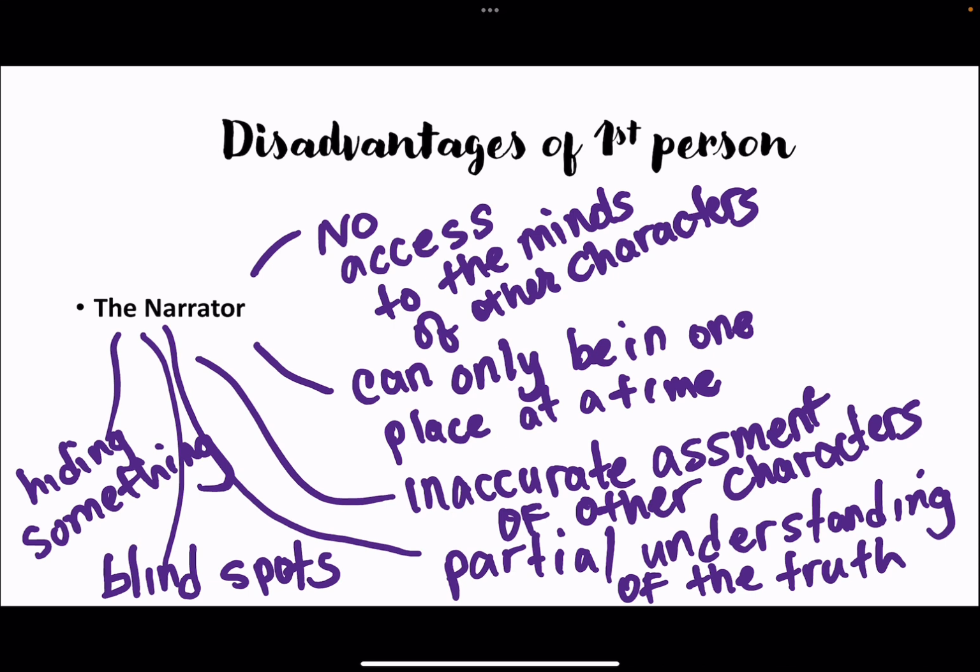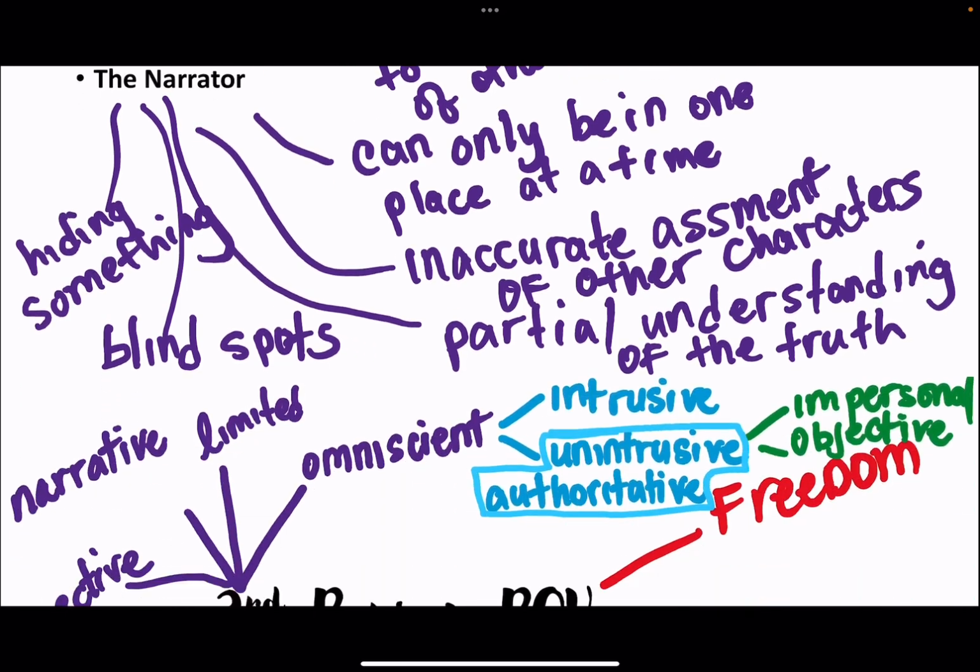And if we think about Heart of Darkness, it's very clear. Even Marlowe, who is a first-person narrator, has limited understanding of the truth, and it sort of evolves as the story progresses. So the narrator has blind spots when you use first person, and sometimes they're hiding something, whether they know it or not. So think about that and what that means in the text.